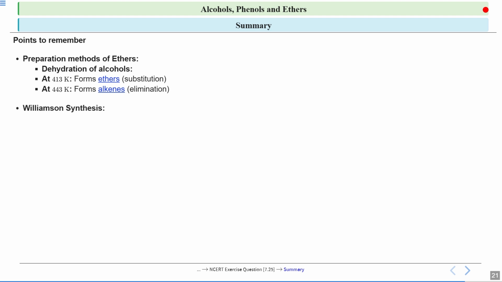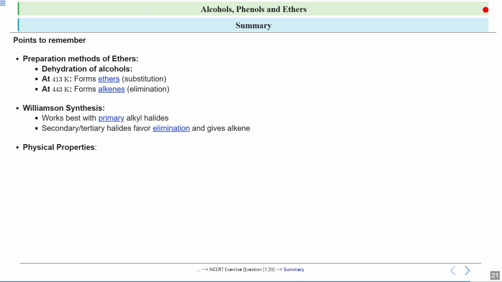Then I discussed Williamson synthesis. In Williamson synthesis, it works best with primary alkyl halide. So for your sodium alkoxide to attack, it should be a primary alkyl halide, because if it is a primary alkyl halide, there is no steric factor over there. So in this case, substitution is favored. Okay. And from an alkyl halide, you get an ether. But when you talk about secondary and tertiary halides, then it favors elimination and gives alkenes because of the steric repulsion factor in that case. Okay. So it favors elimination and you get an alkene.